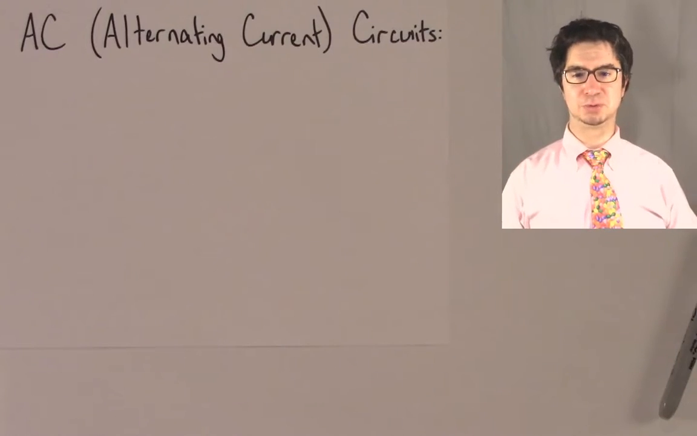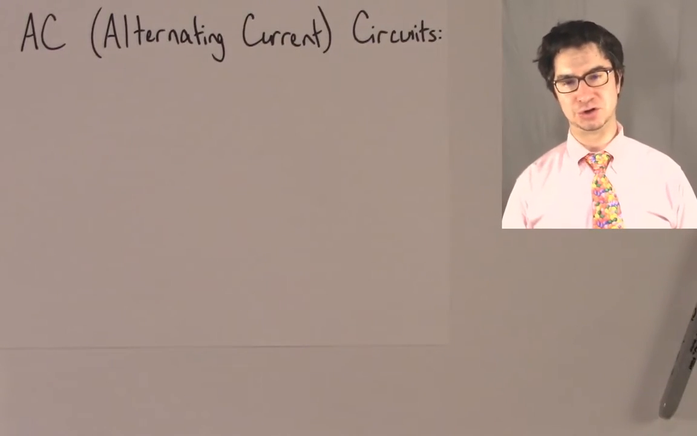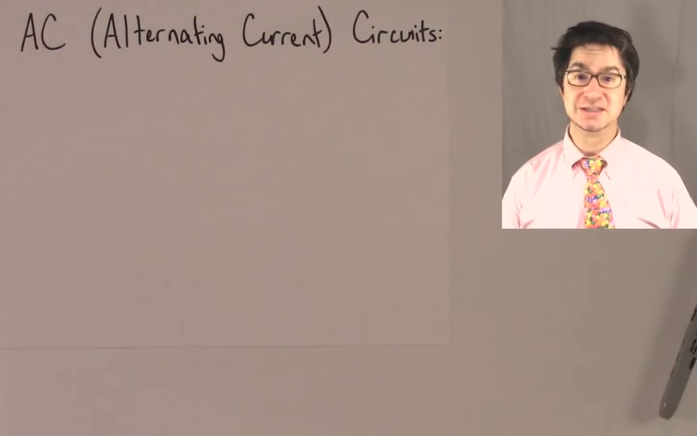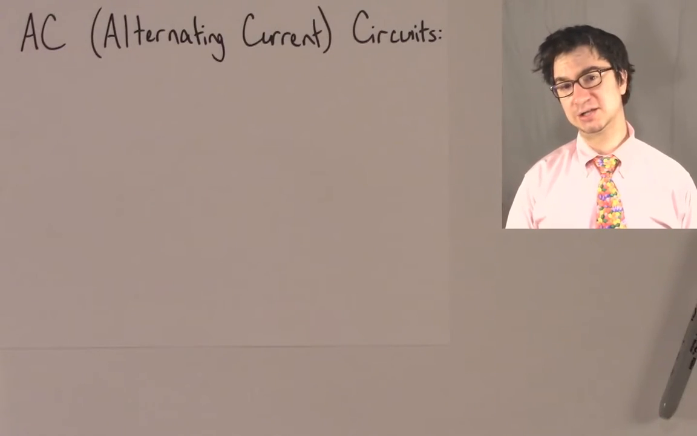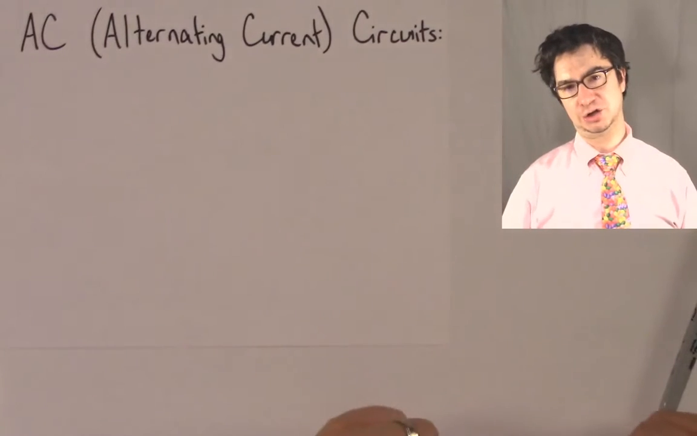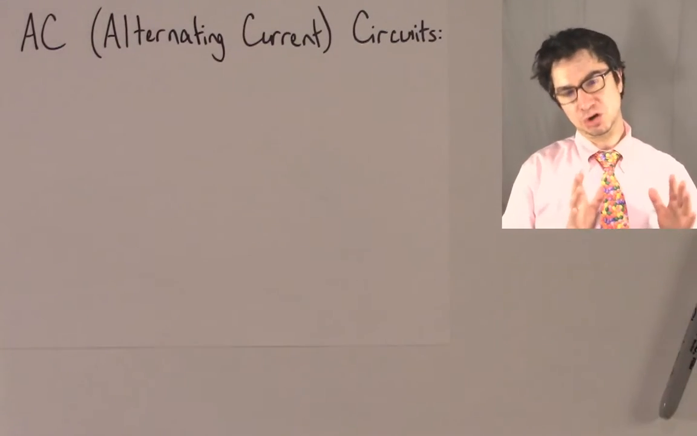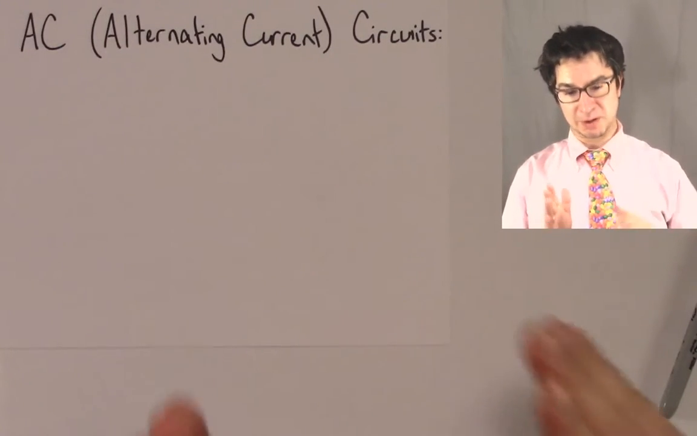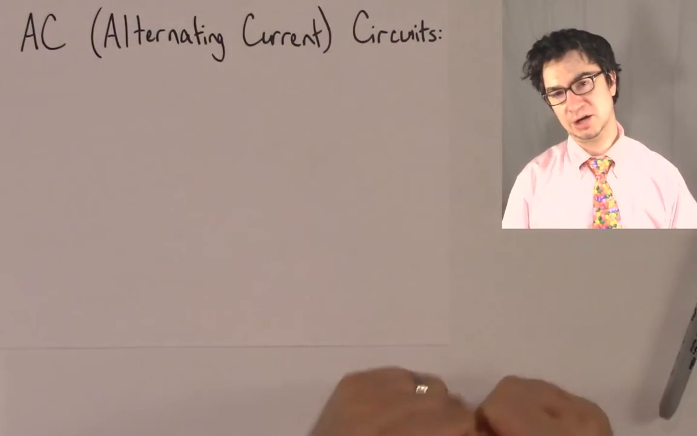In this video we're going to explore AC, that's alternating current circuits. This is in contrast to DC circuits, that's direct current circuits, because in a DC circuit the current flows only in one direction. So if you have a battery that's pushing the current in one direction, you expect the current to flow only in that one direction.